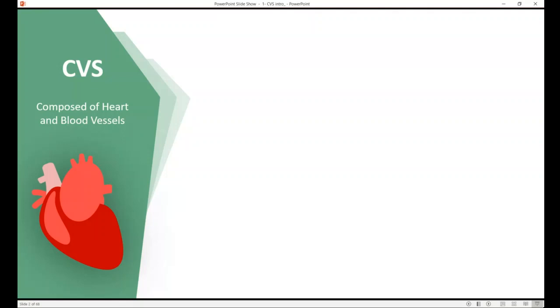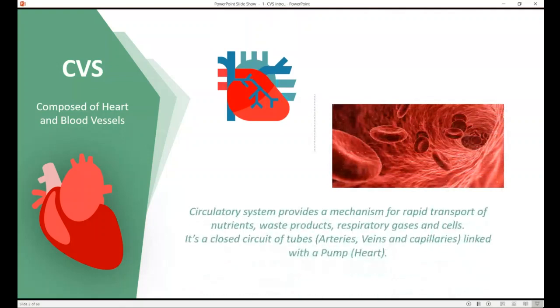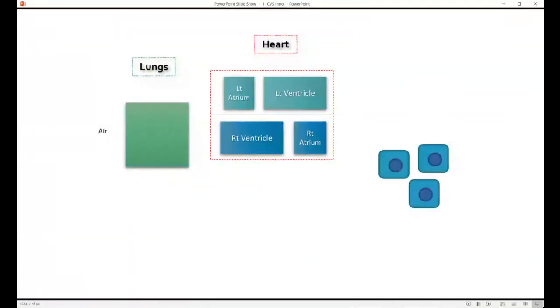As you all know, the cardiovascular system is composed of the heart and blood vessels. The heart basically is a pump, okay, that is constantly beating, and it causes the blood to flow within the vascular system. Now I'm going to show you this schematic diagram to make sense of the function of the heart. How does it work as a pump, okay?